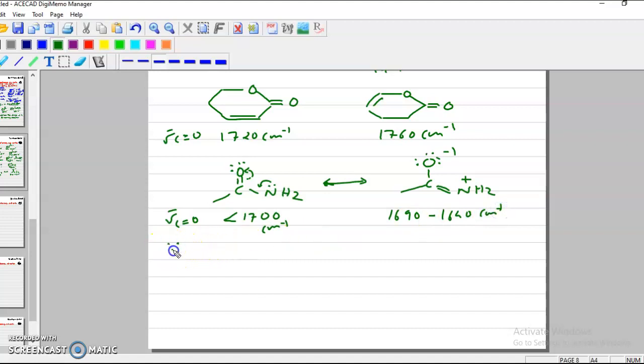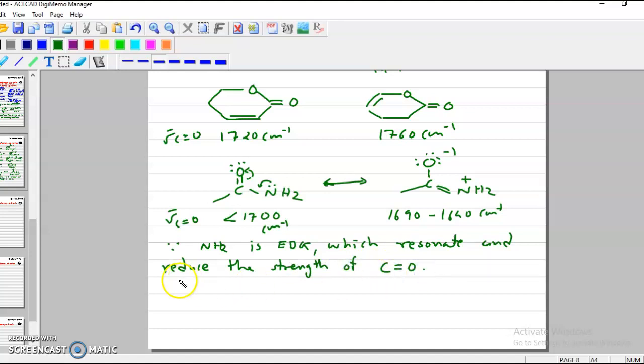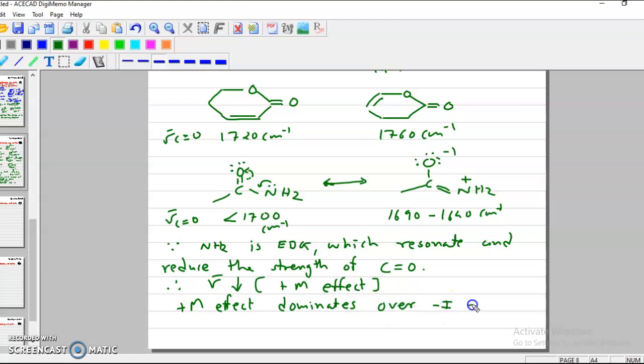So because NH2 is an electron donating group, which resonates and reduces the strength of C=O, therefore the frequency decreases. This is called the +M effect. So here we can say that the +M effect dominates over the -I effect, and therefore we'll mainly see the effect of +M.